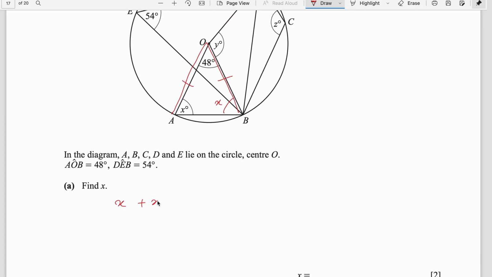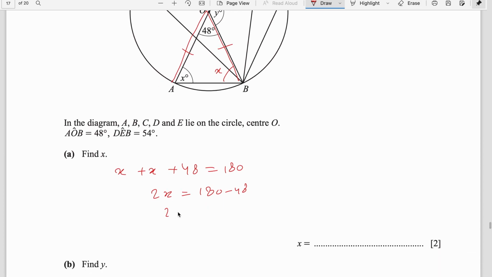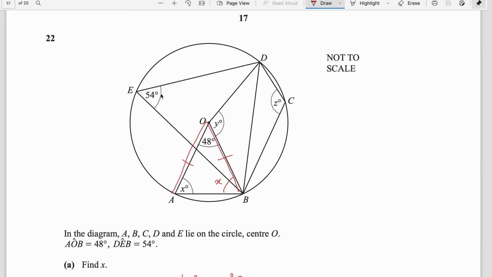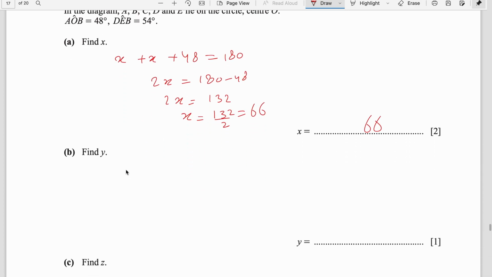So x + x + 48 = 180. 2x = 180 minus 48. 2x = 132. x = 132 by 2, that is 66. Then find y. Angle at center is twice the angle at circumference. So y = 54 times 2, making it 108.